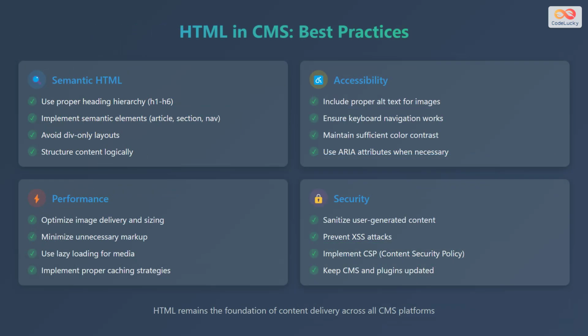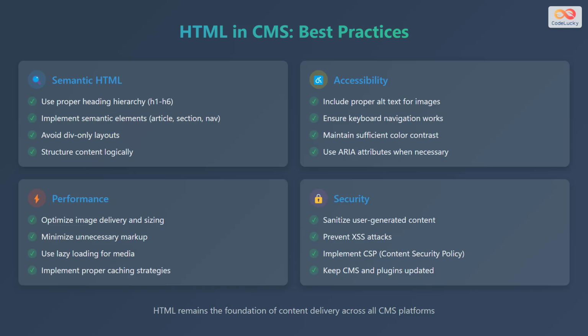Here are some best practices for using HTML in content management systems. First, use semantic HTML. Use proper heading hierarchy from H1 to H6. Implement semantic elements such as article, section, and nav. Avoid div-only layouts and structure content logically. Second, consider accessibility. Include proper alt text for images. Ensure keyboard navigation works. Maintain sufficient color contrast, and use ARIA attributes when necessary.